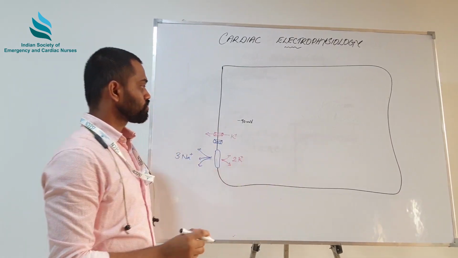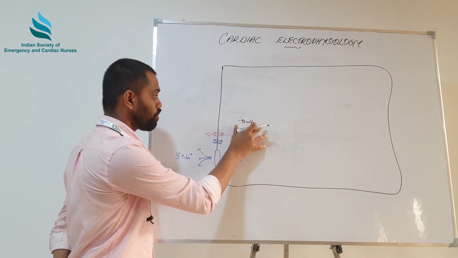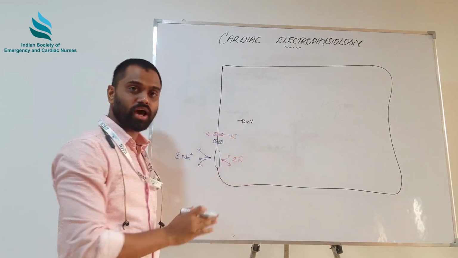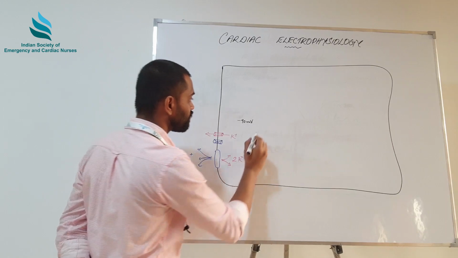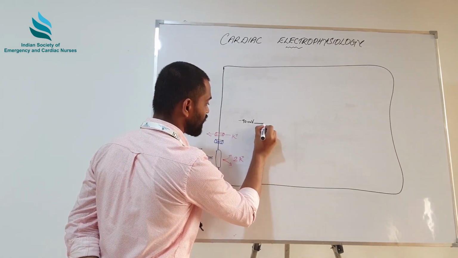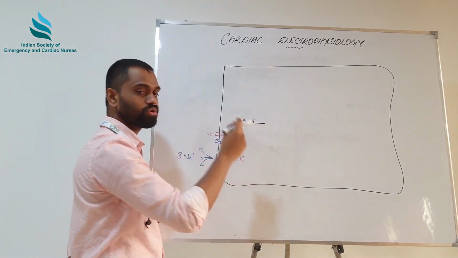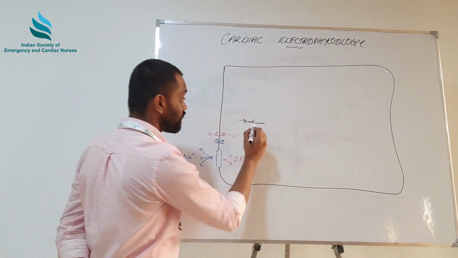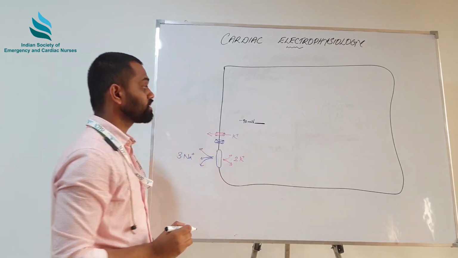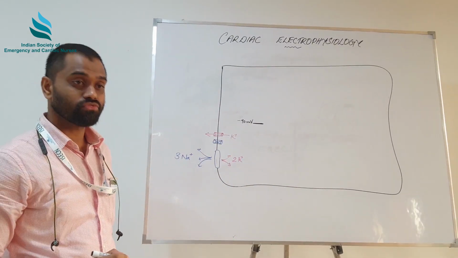millivolt. So from here we look at a graph which represents voltage against time. In this graph, time is on the x-axis and voltage is plotted on the y-axis. And here at baseline, this is the resting membrane potential, which is minus 90 millivolt.